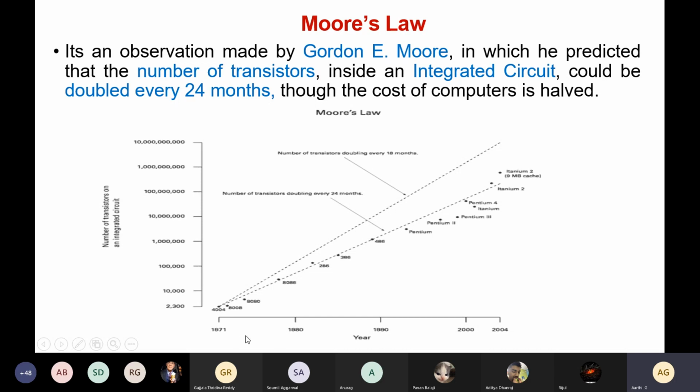Depending on the number of years, as the years progress, the processors keep changing. It started with the 4004, 8008, 8080 processors, and Pentium 2. Depending on the increase in transistors, the requirements for the usage of transistors inside the IC have increased. The number of transistors has doubled every 24 months. So it's a prediction made using Moore's law, and the cost of computers has been reduced because of the invention of these transistors.